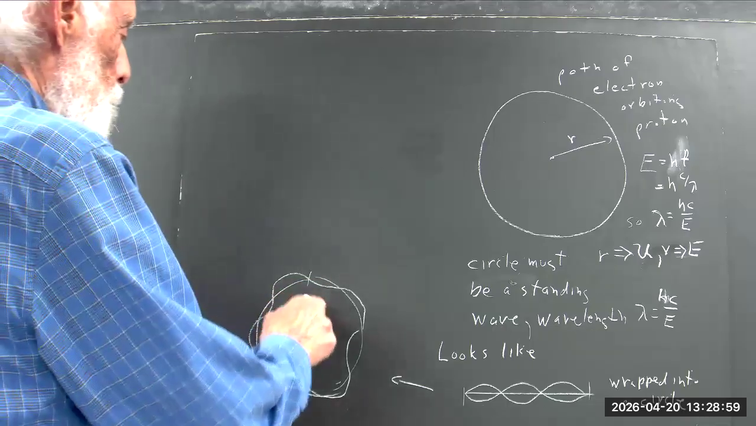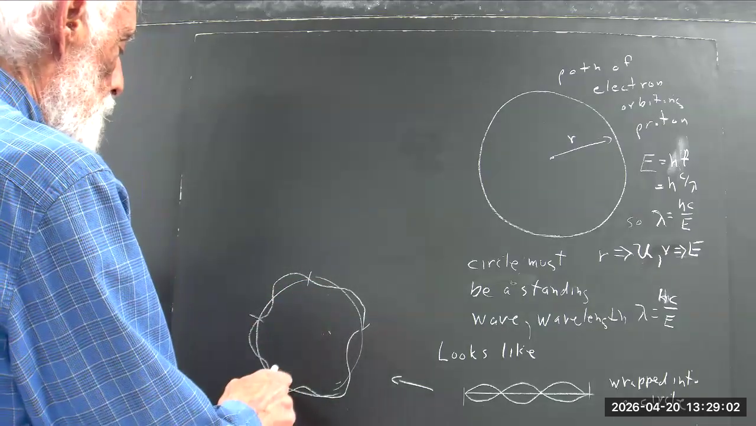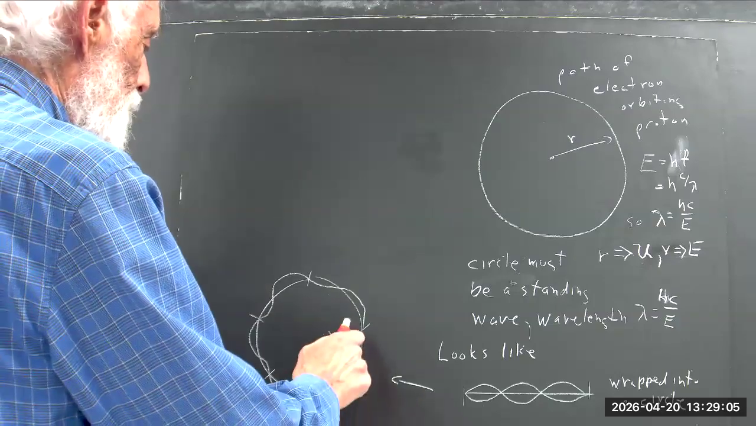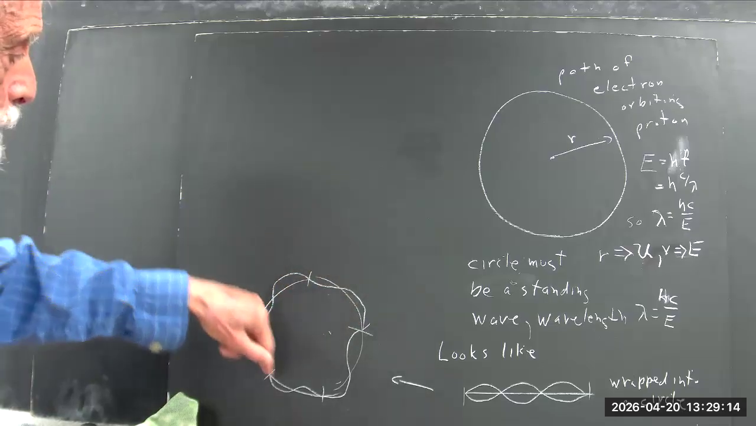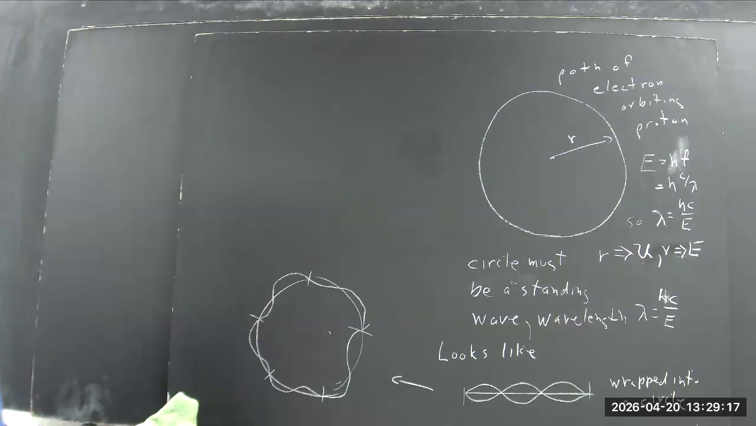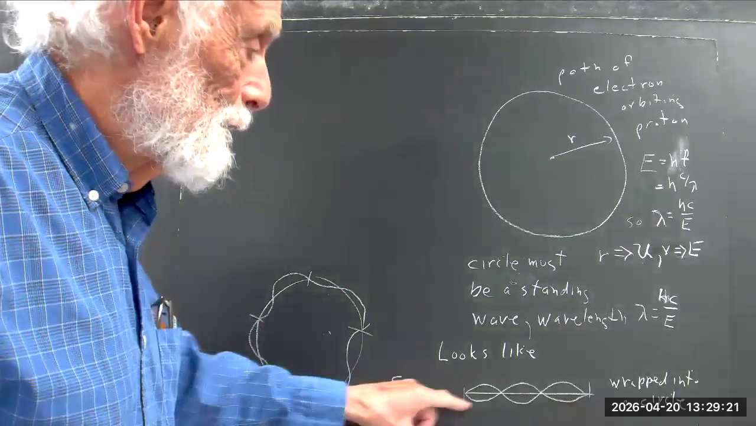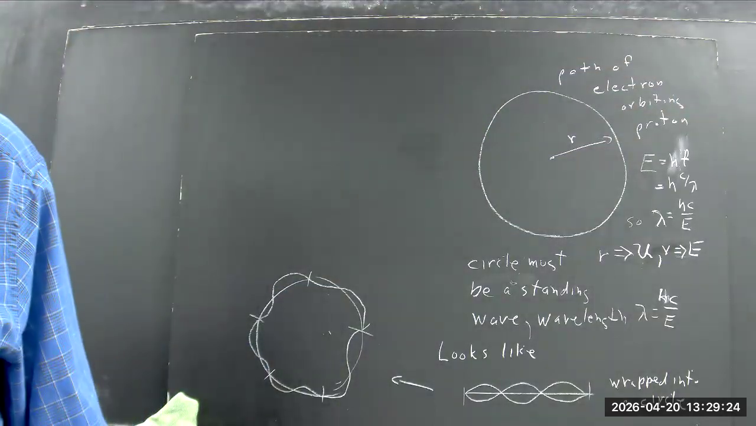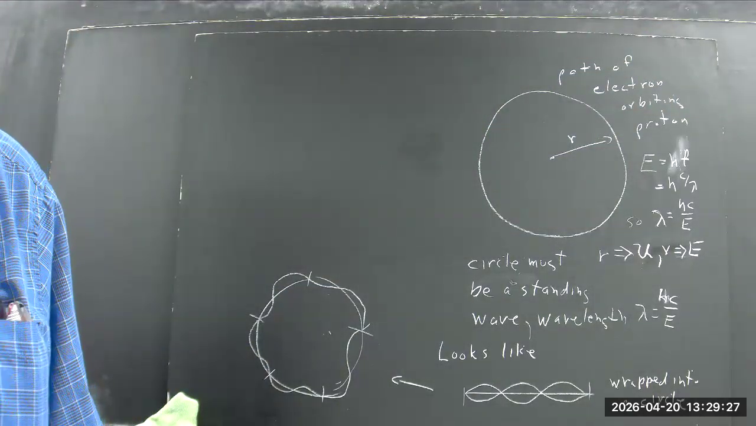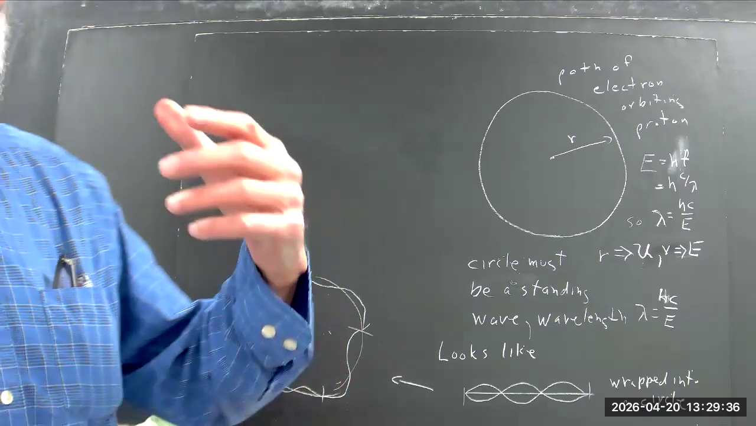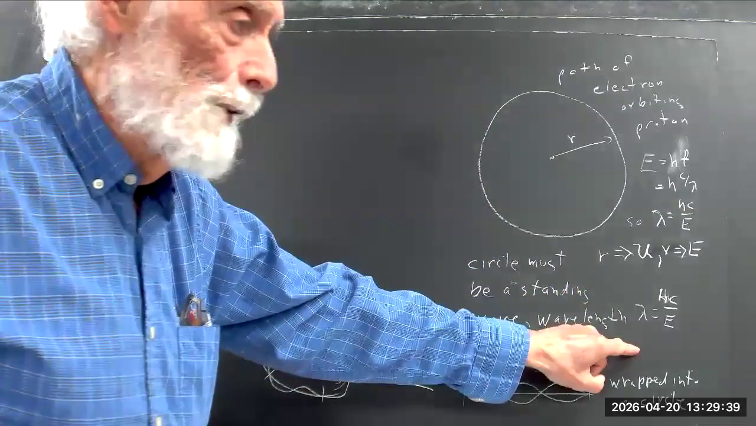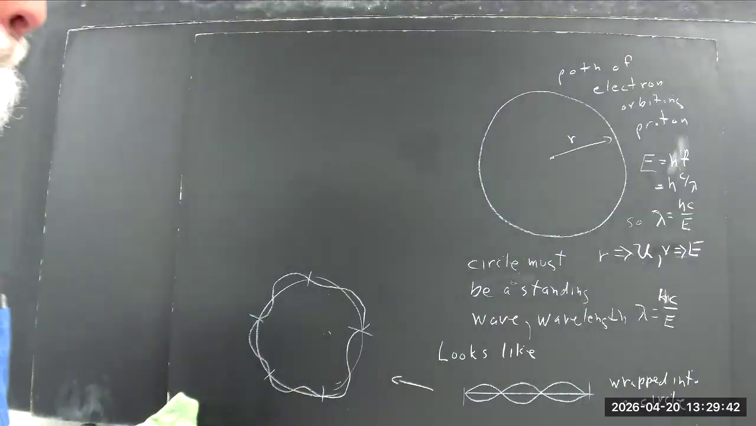And you've got what? One wavelength, two, three, four, five. I fudged a little bit. I didn't draw it real well. But you see, you got five oscillations around this circular path. And the circular path is just this linear string wrapped around in a circle. Only certain r's make this so.